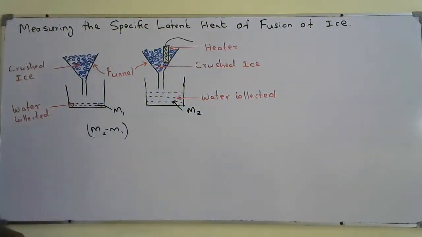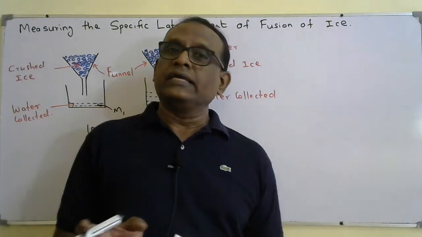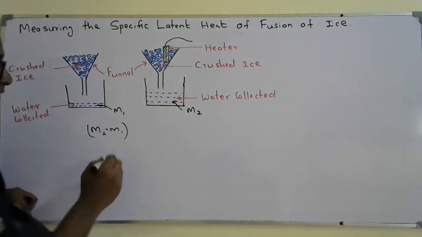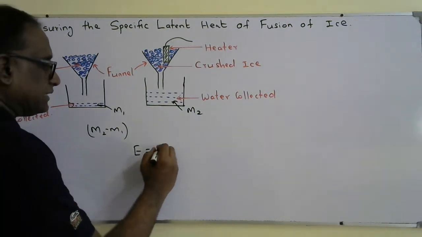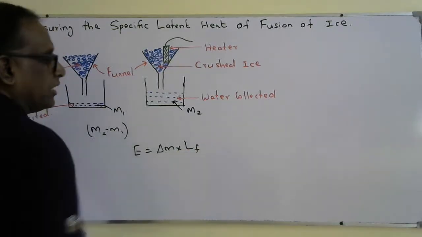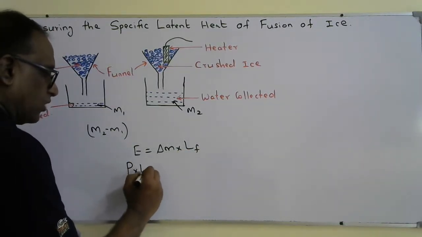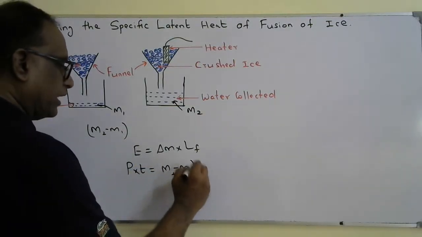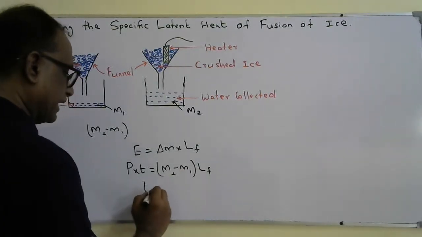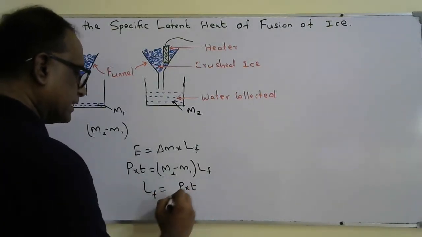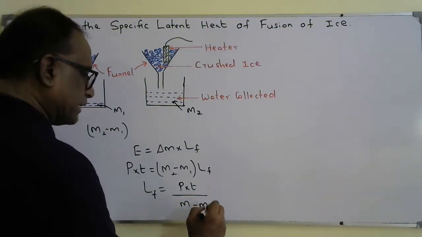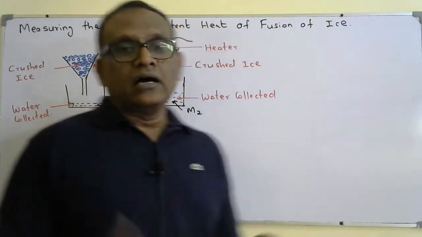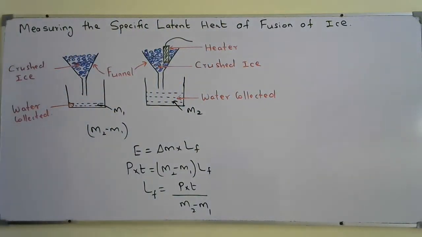So M2 minus M1 is the amount of ice melted due to the heater. We know the power of the heater. We know how long we allowed the ice to melt, which is T. So we can say the energy equals delta M into LF. Energy is the power of the heater times how long it was switched on, which we know. The delta M is M2 minus M1, into LF. From this equation we can find the latent heat of fusion. So repeat this experiment and find the mean value. You will get the specific latent heat of fusion of the ice.